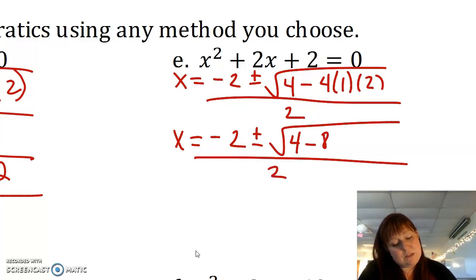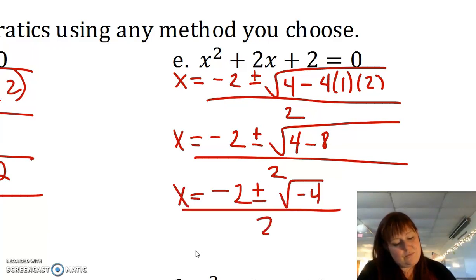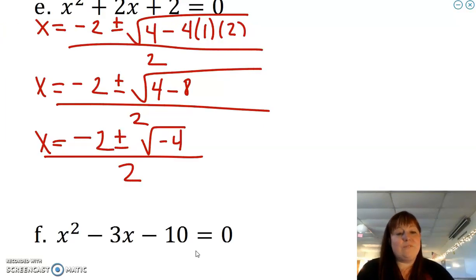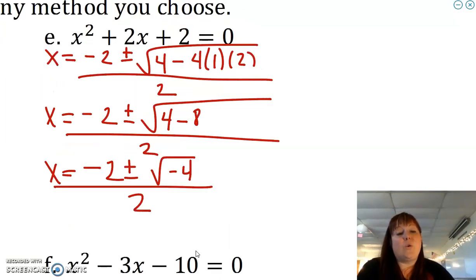Oh, maybe there is something. Did I miss something? Oh, nope, I see. I was like, man, that's going to come out really nicely. But do you see that? You probably don't see because my big head's in the way. So, 4 minus 8 is negative 4.